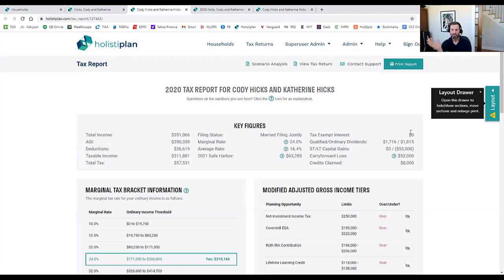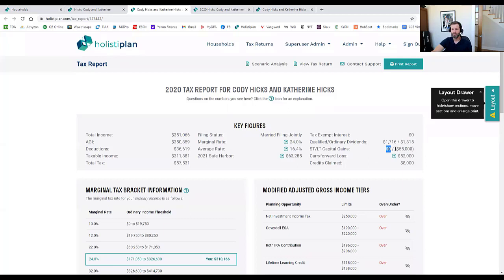That may or may not be important depending on their marginal rate. You know, a higher-dollar person here, maybe they benefit from municipal bonds if they own any bonds, maybe they don't. Not so much going on in terms of qualified and ordinary dividends. There's a little bit there.